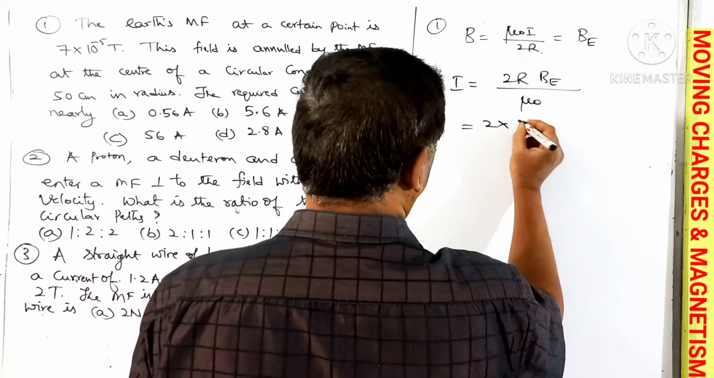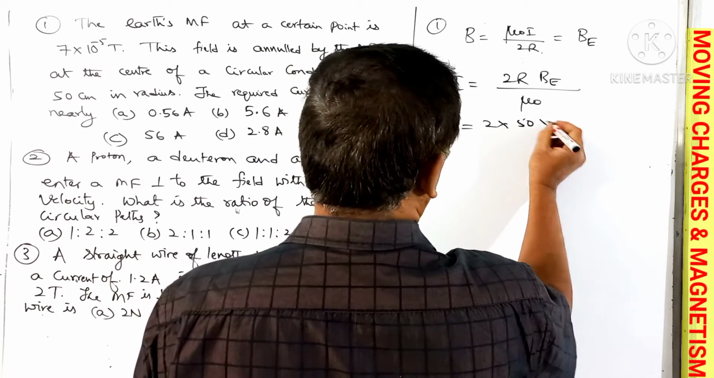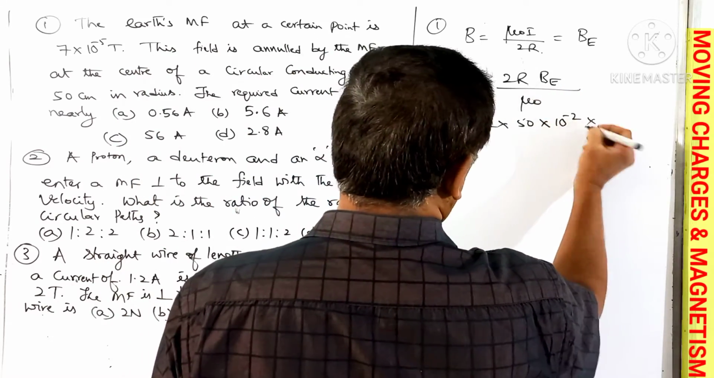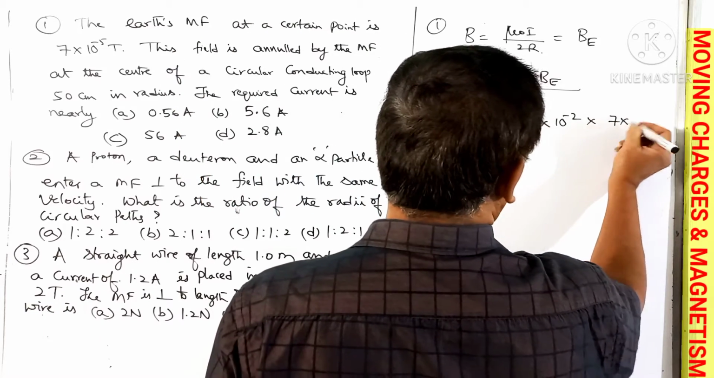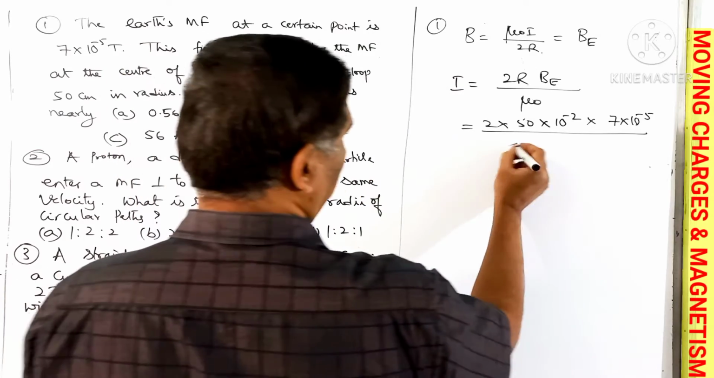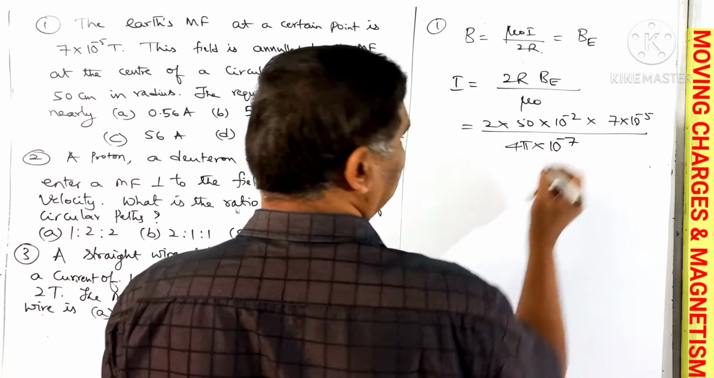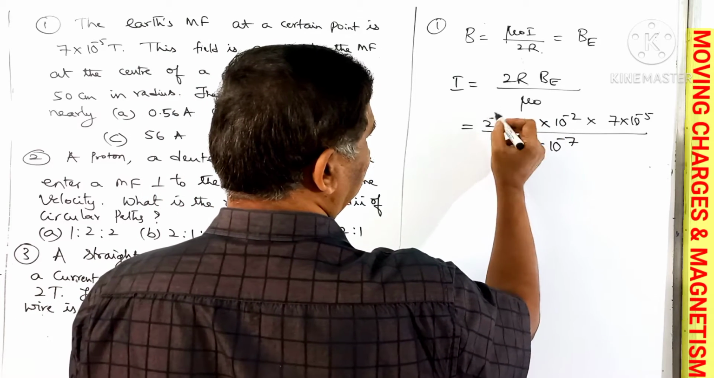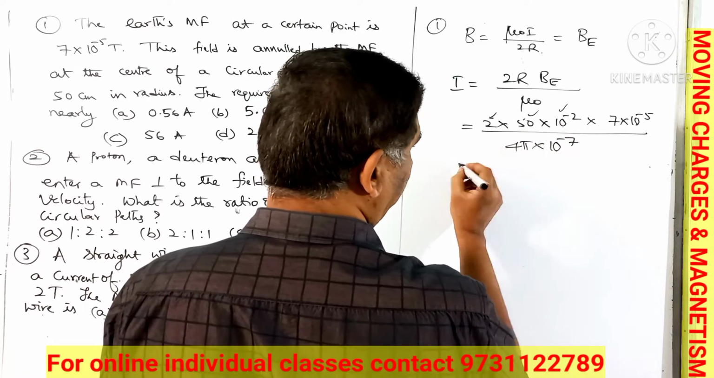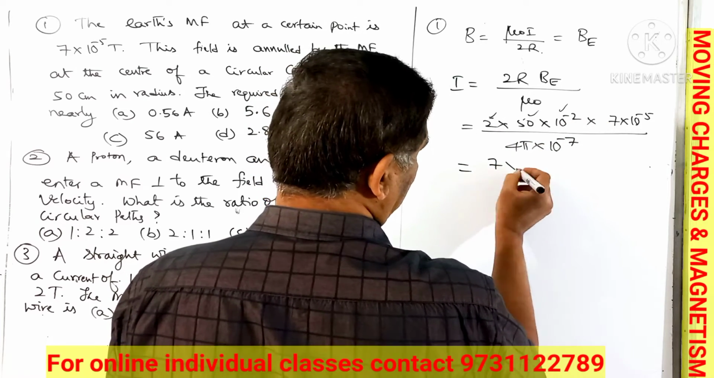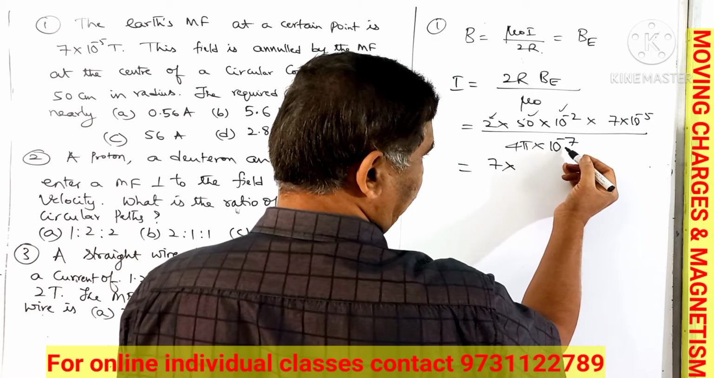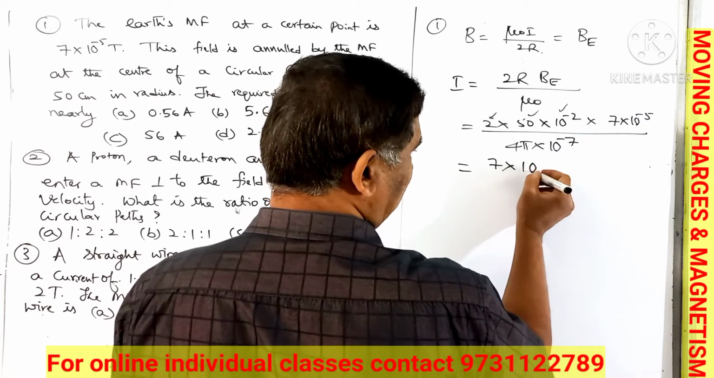2 into radius, which is given as 50 centimeters. So 50 centi is 10 power minus 2. Magnetic field due to Earth is given as 7 into 10 power minus 5, divided by mu naught. Mu naught is 4 pi into 10 power minus 7. So 2 into 50 is 100, 100 is 10 power 2. The 10 power 2 and 10 power minus 2 give us 1, I drop it. Now we have 7, here 10 power minus 5 and 10 power minus 7. 10 power minus 5 cancels, so 10 power minus 2 will be there. Bring it up, that gives us 10 power 2, 100.